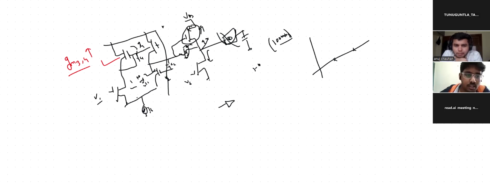Where is the zero? The location of the zero. I don't remember the exact formula, but I know the idea of deriving the zero. Sir, can I derive the zero of the first stage? Yes. Can I get some white space? Can I go down? Yes.